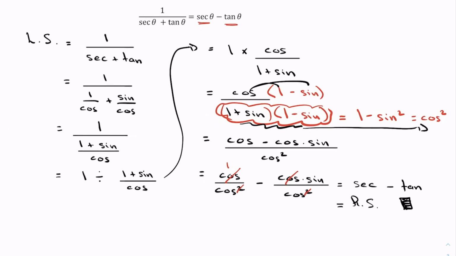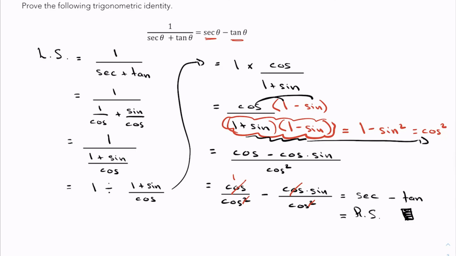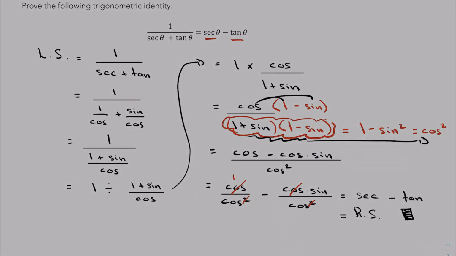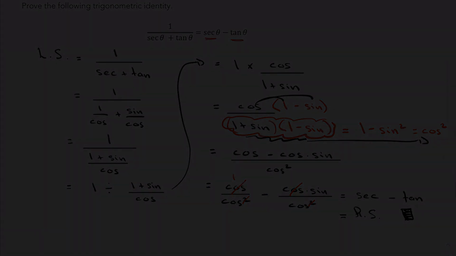It works in a lot of cases. I would recommend you always keep that in your back pocket when doing any kind of trig identity with a square or power of 2. Okay, that completes our proof.